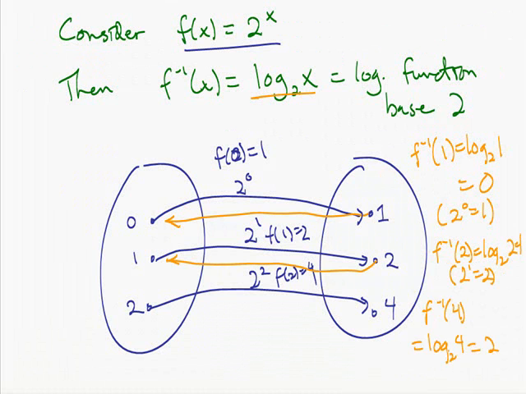Finally, the inverse of 4 is the log base 2 of 4. That's going to be 2. What exponent do I raise 2 to to get 4? That's 2, because 2 squared is equal to 4. So my inverse function returns things back to the original. And that brings up an important point that we didn't mention in 1.6 Lecture A.